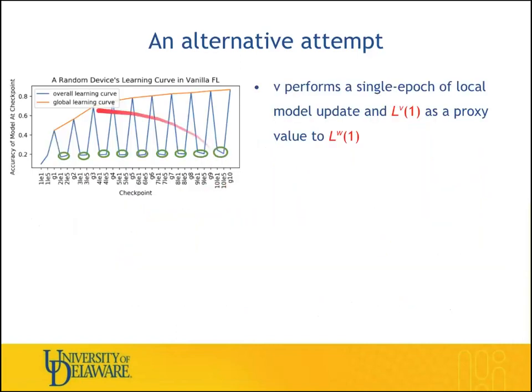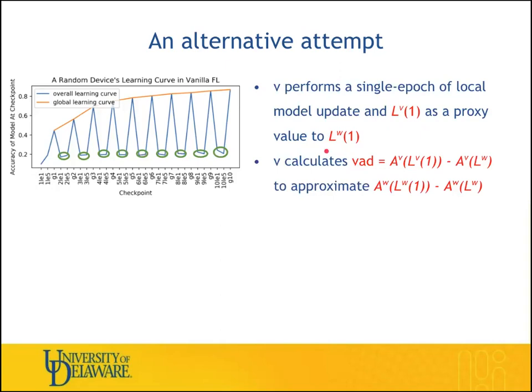So inspired by this observation, we proposed a new validation method, which was to let the validator perform a single epoch of local training to get LV(1) as the proxy value evaluation of LW1. Then the validator calculates AV(LV1) minus AV(LW) to approximate this AW(LW1) minus AW(LW). And again, we denote this difference as VED.